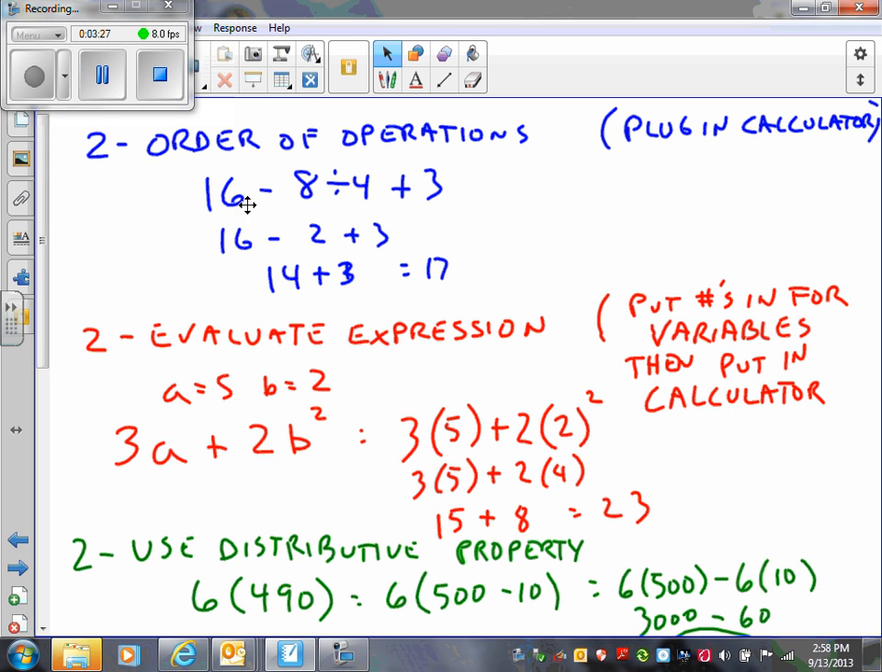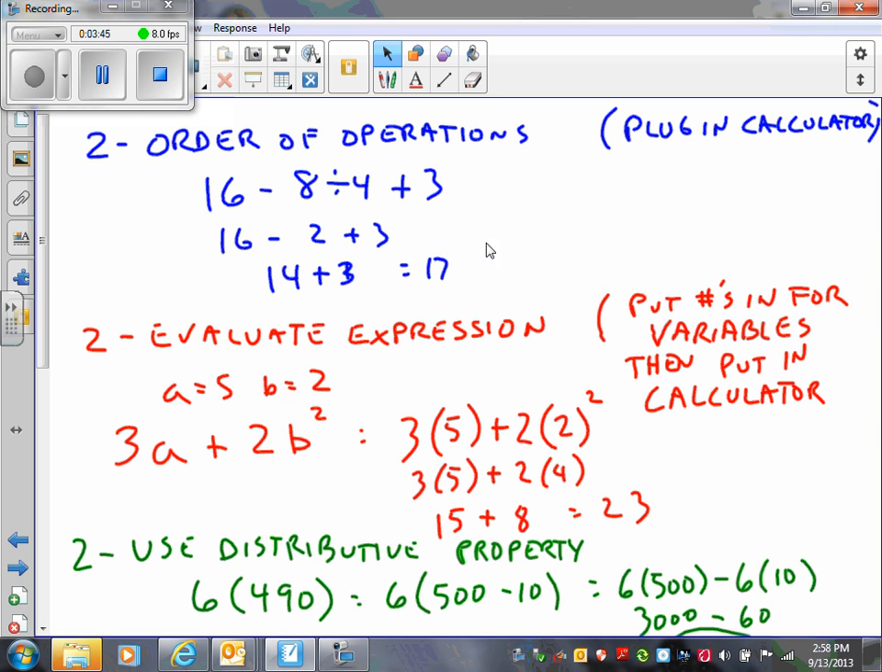So in this problem, I have 16 minus 8 divided by 4 plus 3. The first thing I'm doing is the 8 divided by 4, which is 2. Then I have 16 minus 2 plus 3. 16 minus 2 is 14. Notice I did that subtraction before I did the addition. And then 14 plus 3 is 17.